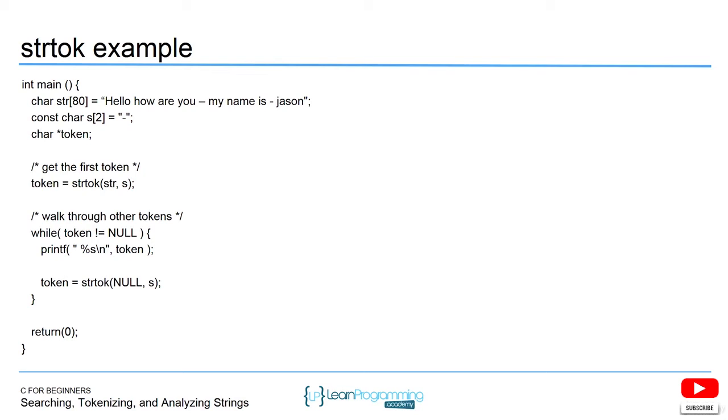And then we get the next token by calling strtok. And we say null as our first parameter and s as our second parameter. And then we display it. So let's look at this in Code::Blocks since it will make it more understandable.